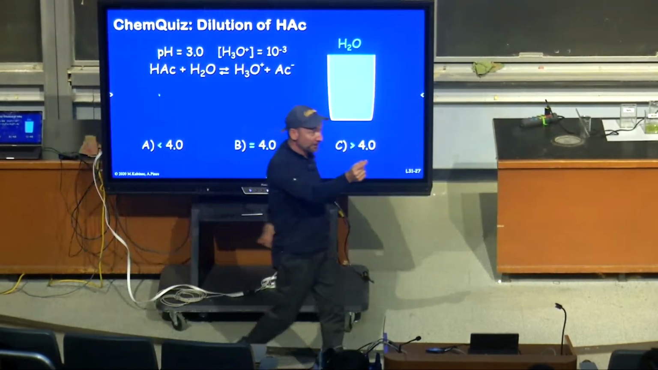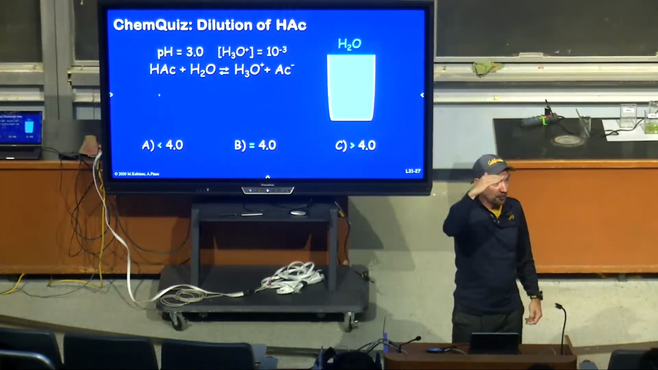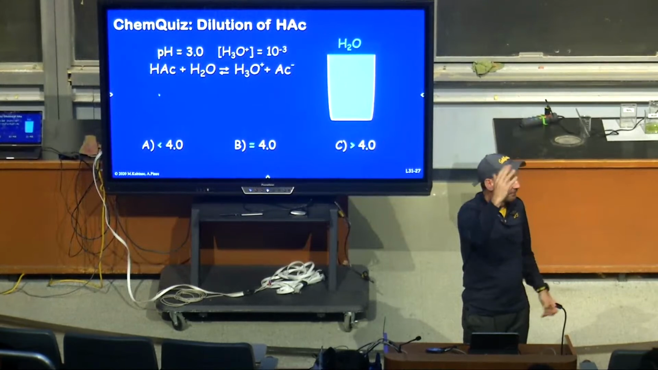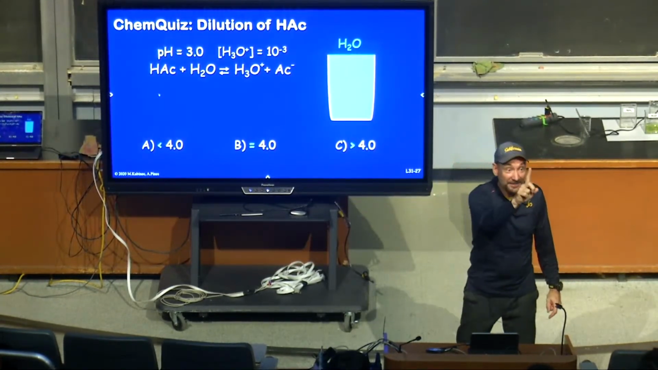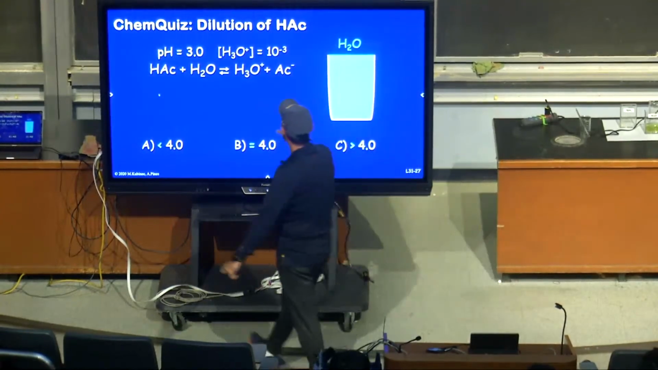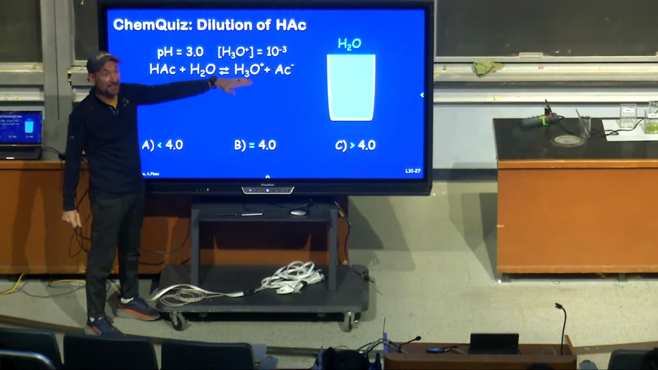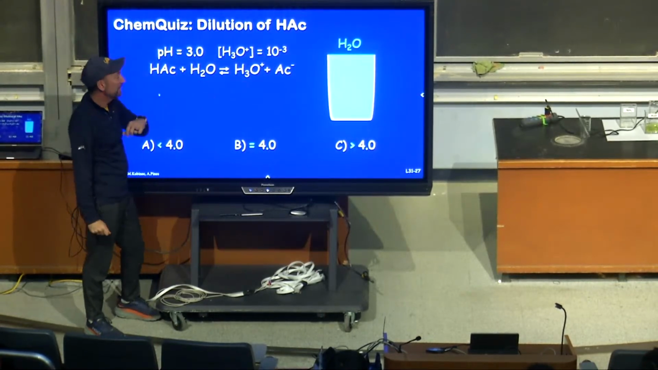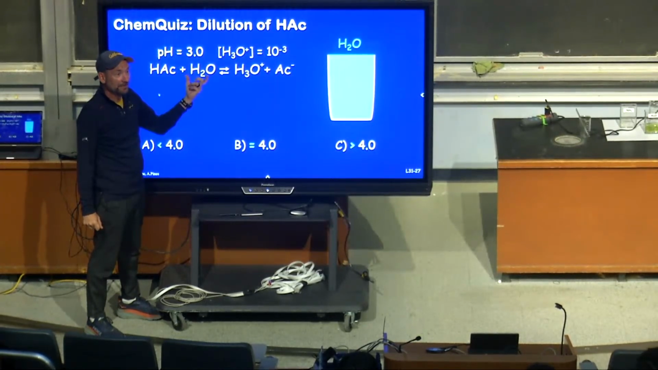So you put in the water, and I will tell you immediately the pH will go from 3 to 4 because you did dilute by a factor of 10. So the pH goes from 3 to 4, but this equilibrium takes over. And what did you do? You did a Le Chatelier's thing, didn't you? You said, I have this, I'm adding water.